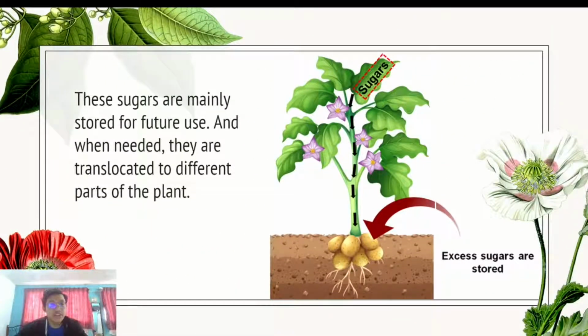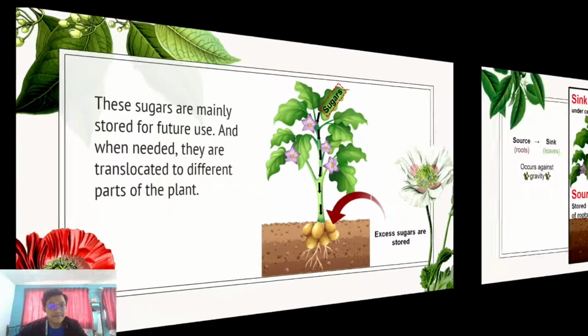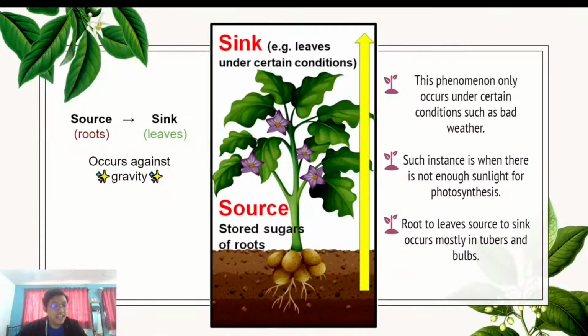These sucrose sugars are mainly stored for future use, and when needed, they are translocated to different parts of the plant. What is translocated? That will be explained in the following slides. But first, let's look at the source and sink.